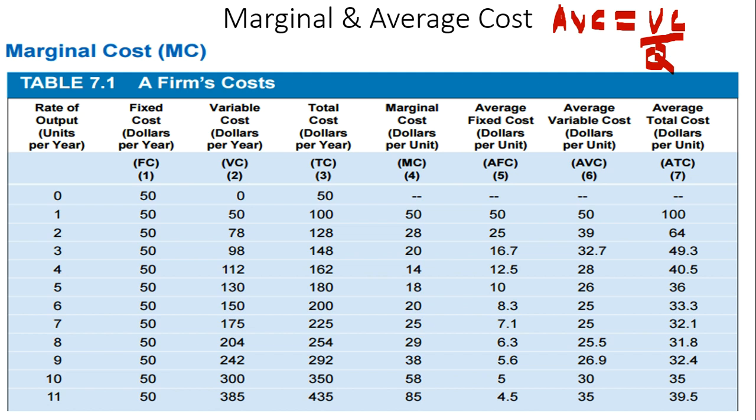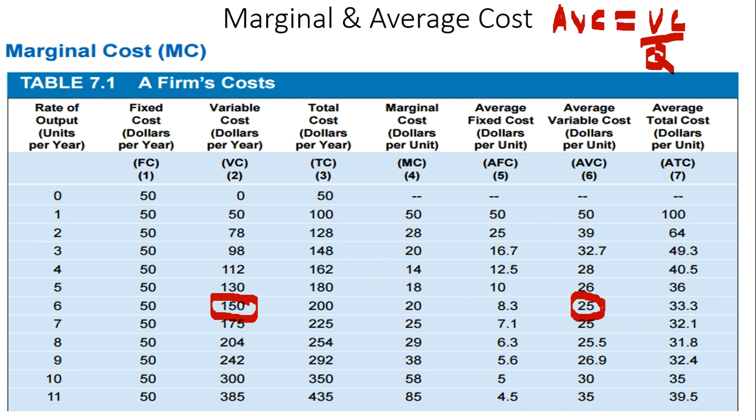So the average variable cost: the total variable cost is 150. If we divide 6 into 150, we get 25. So that is where this 25 came from.